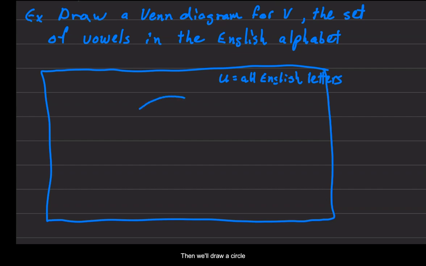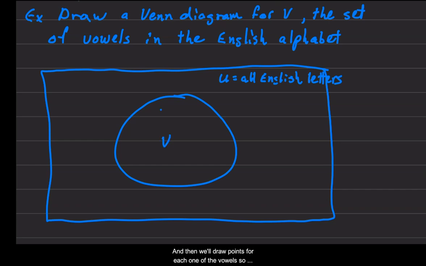And then we'll draw a circle, and this is going to be set V for the vowels, and then we'll draw points for each one of the vowels. So point there, we'll label it A, maybe we'll put U over here, E can go over there, O can go here, I can go there. And then if you were going to fill out the universal set with all your English letters, those letters would be out here, and those would be your consonants.